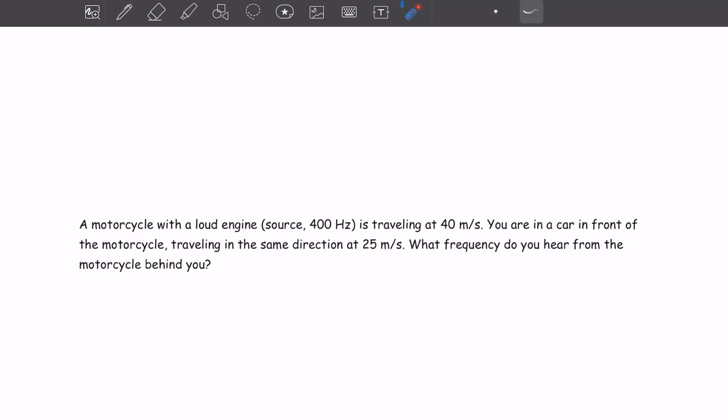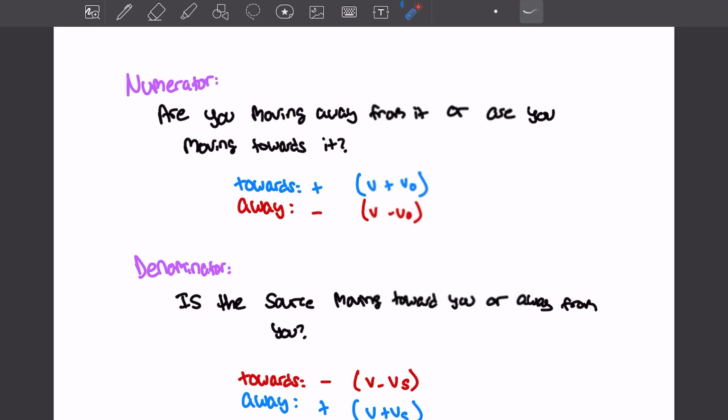This problem is a bit different than the other ones that we were doing. In the previous problems, either the source or the observer were stationary while the other one was moving. Here, both are moving. If you remember the two previous rules from earlier, those are still true, but we have to add a clarification. If you remember, we have two possible signs we can use for the numerator or the denominator. We can use either plus or minus for the numerator, and we have the same two options for the denominator. But now we have to figure out which one we're going to use.